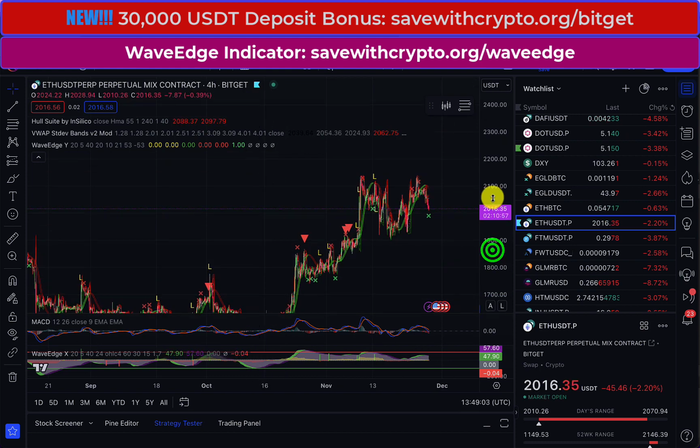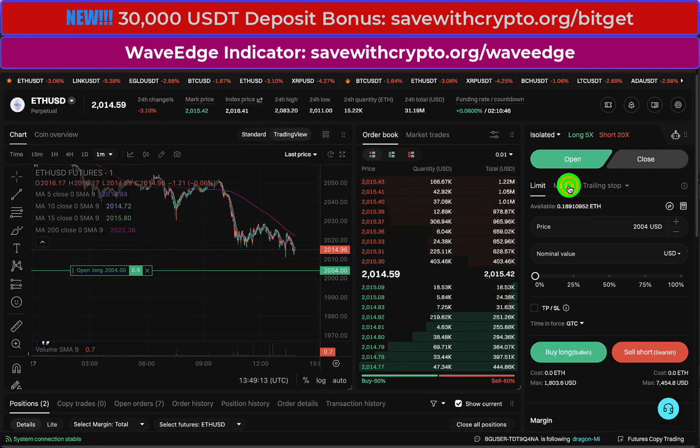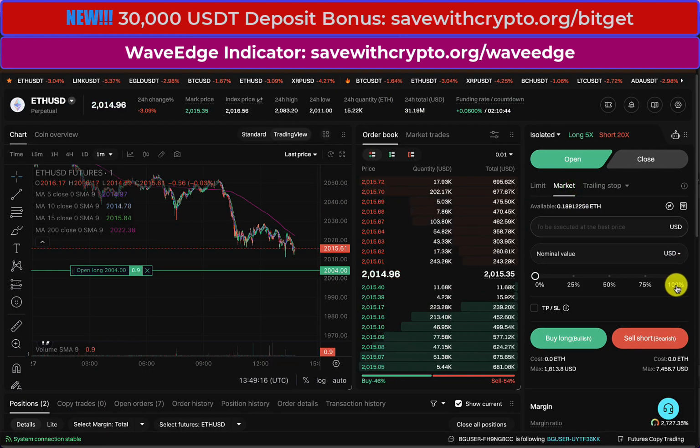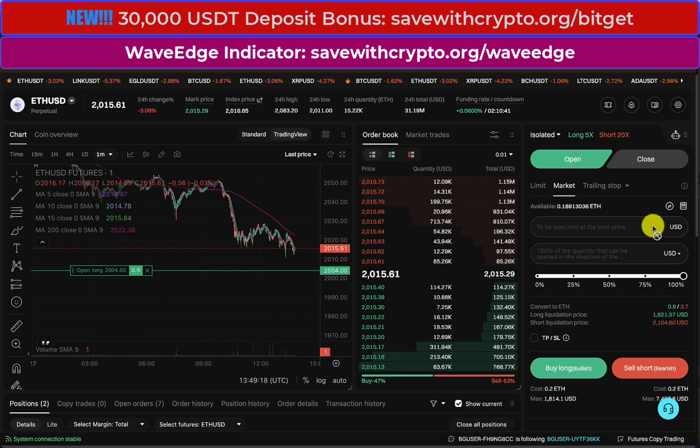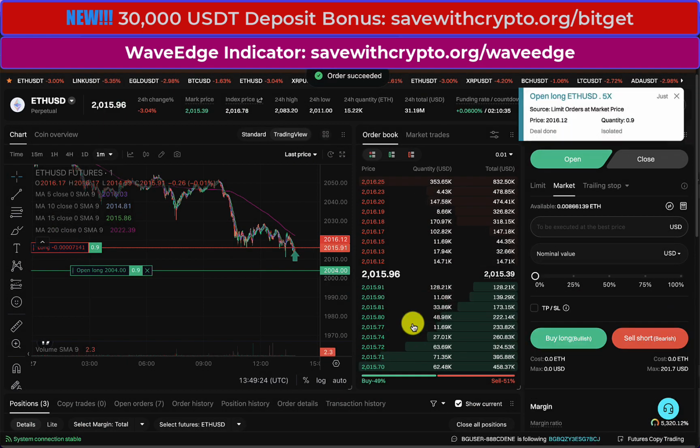So I think I'm actually just going to do a market order with the rest of the capital right now, and then probably move that limit order down. So yeah, I think that's what I'm going to do. I'm just going to go market 100%. So that's 0.189 Ethereum. Okay, buy long. There you go. And I'm in the trade right now.